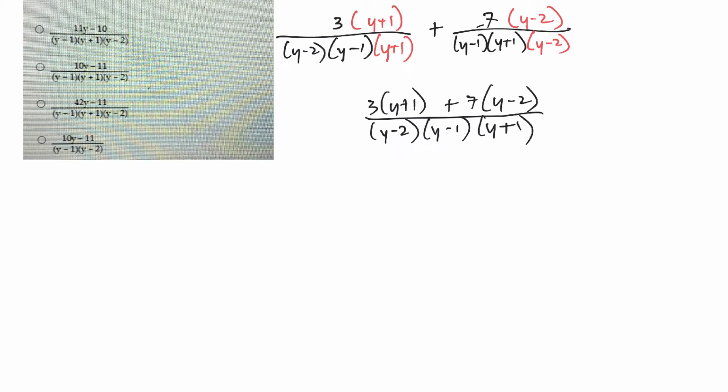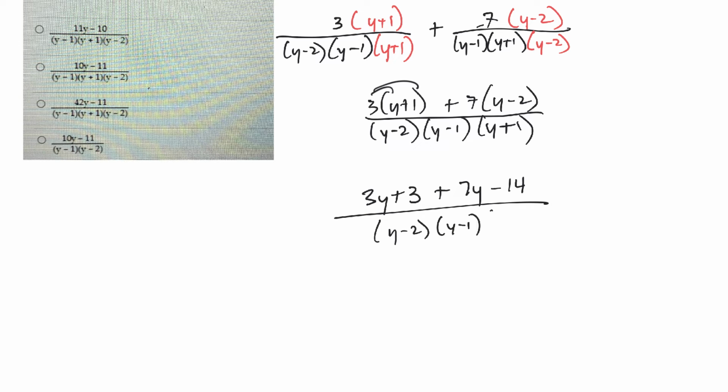So now the only thing to do now is simplify the top. So I'll multiply the 3 through. So it'll be 3y plus 3 plus 7y minus 14 all over y minus 2, y minus 1, y plus 1. Combining like terms on the top, I think I'll have 10y minus 11 over y minus 2, y minus 1, y plus 1.